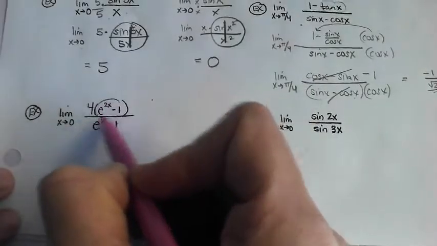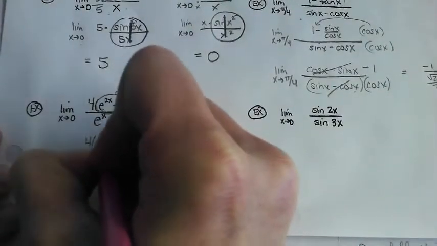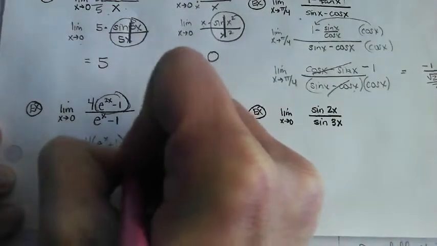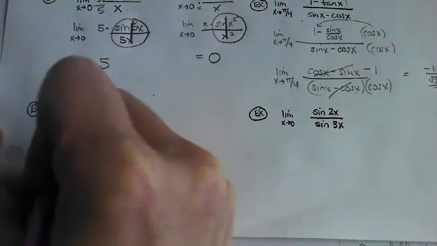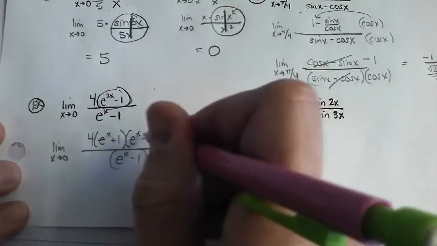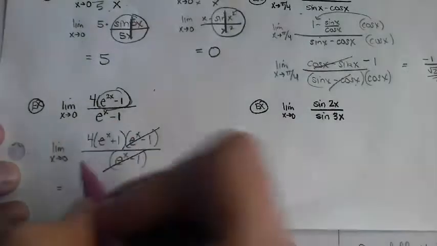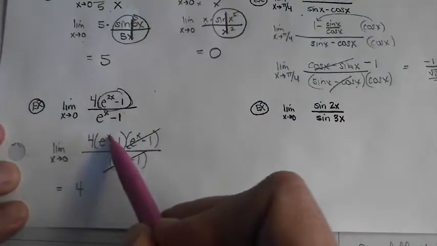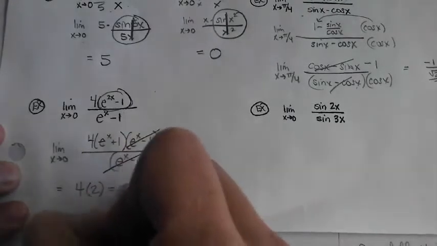Like this numerator, again, like we saw yesterday, difference of perfect squares. So that's e to the x plus 1 and e to the x minus 1. And then we get the e to the x minus 1 to cancel, and we can directly evaluate and plug in a 0. E to the 0 power is 1. 1 plus 1 is 2. So we get 8.